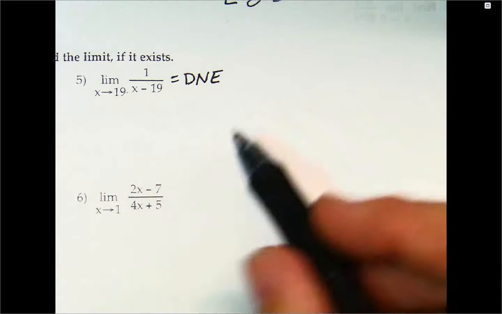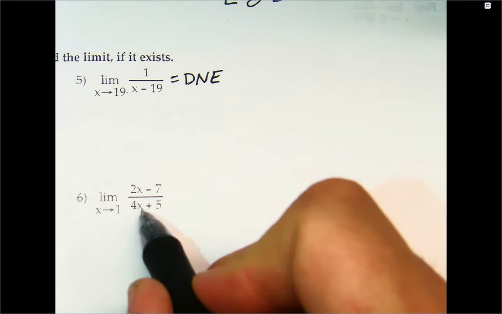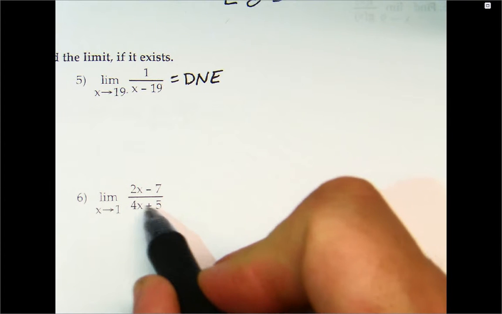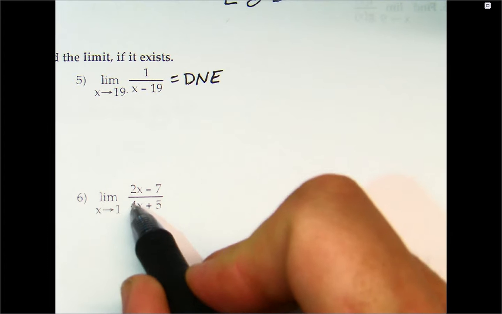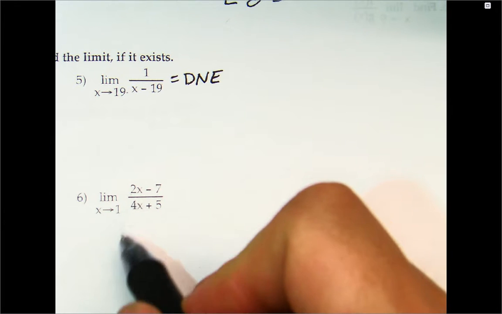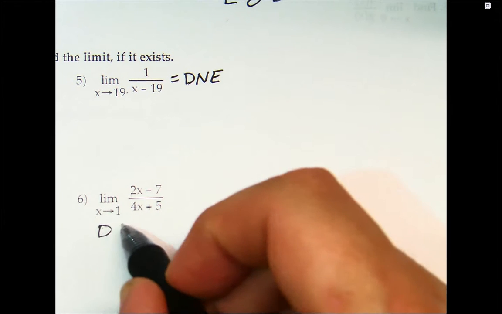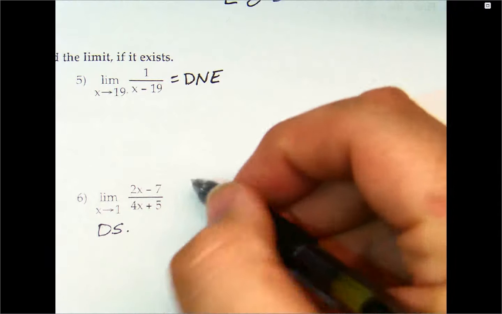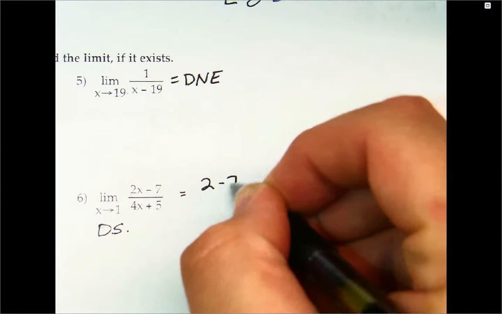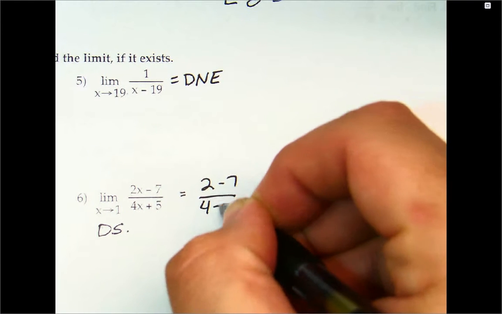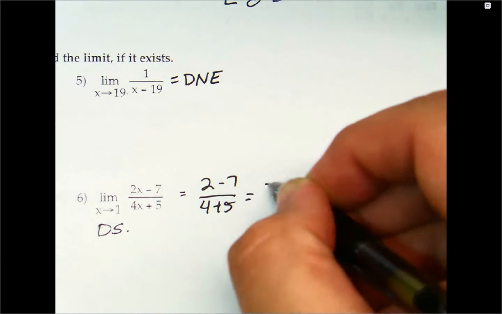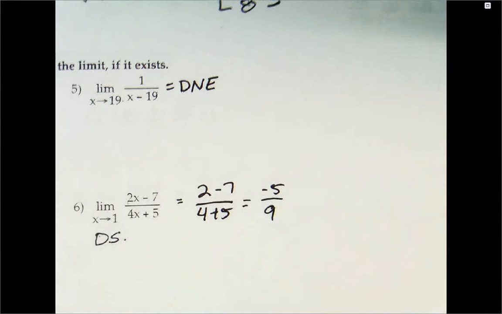Alright, 1 does not make the denominator 0. It's a rational function here, so rational functions just get direct substitution. So this would be 2 minus 7 over 4 plus 5, which is negative 5 over 9. And that's our answer for number 6.